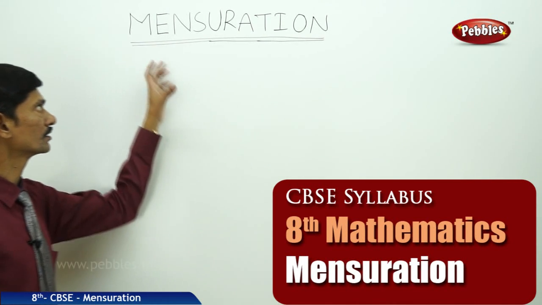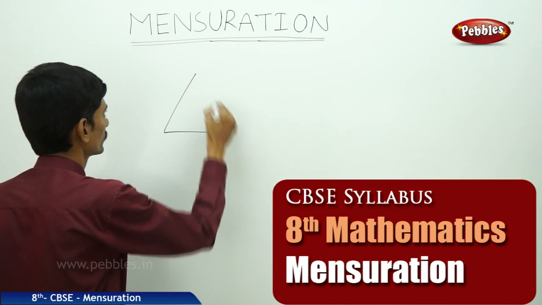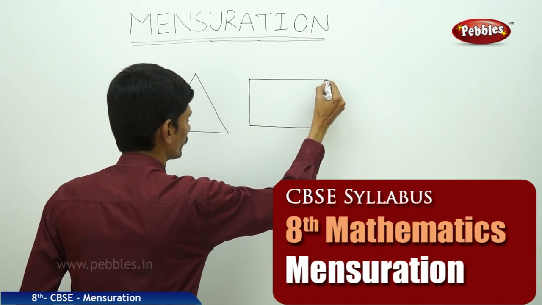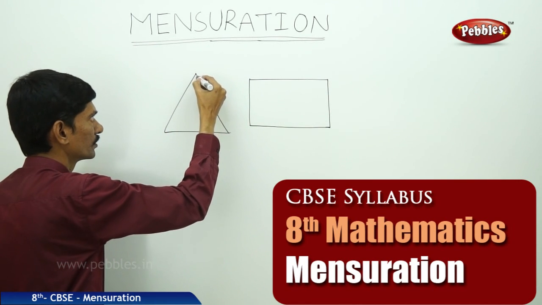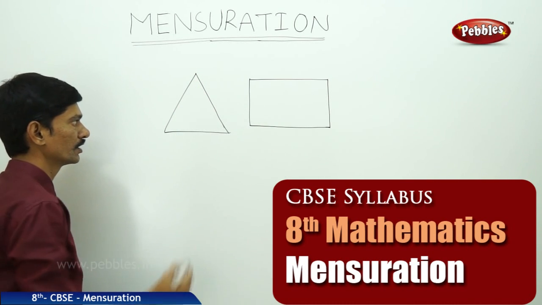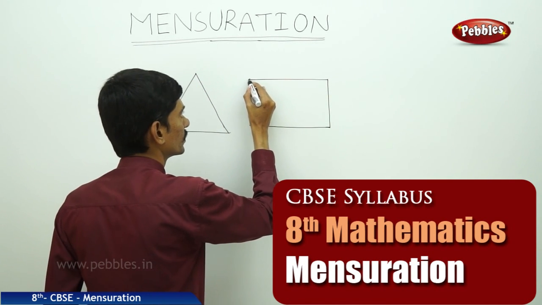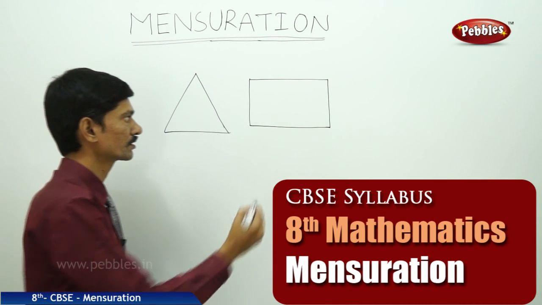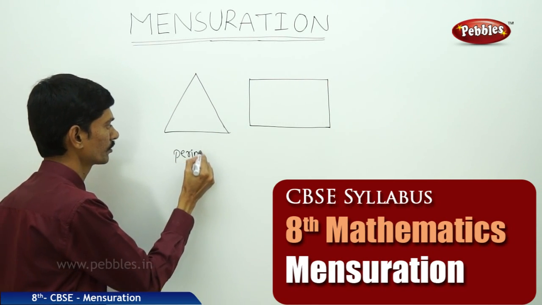Now let us discuss the chapter mensuration. If any simple closed figure is given, like a triangle or a rectangle, then what is the perimeter of this triangle or rectangle? The distance covered around the border of the simple closed figure is called its perimeter. If you consider the rectangle, the distance covered along the boundary of this simple closed figure is called its perimeter.